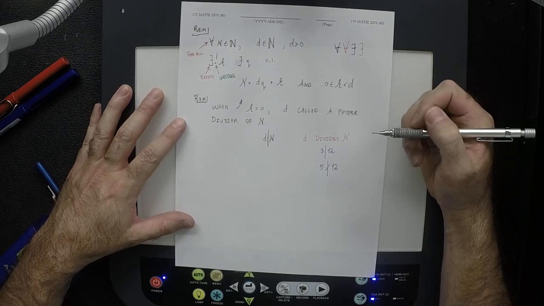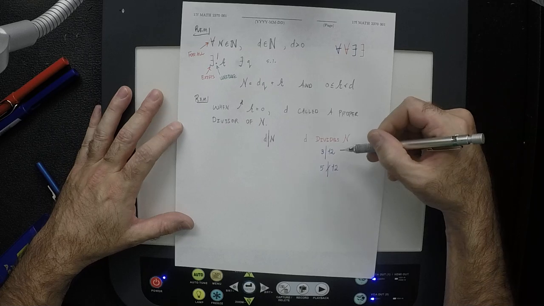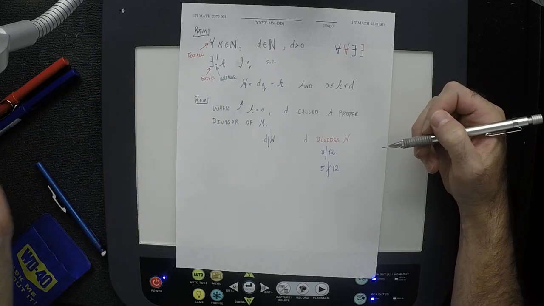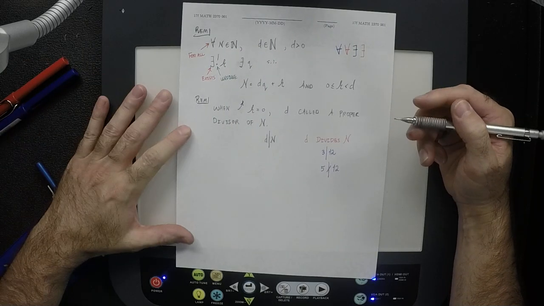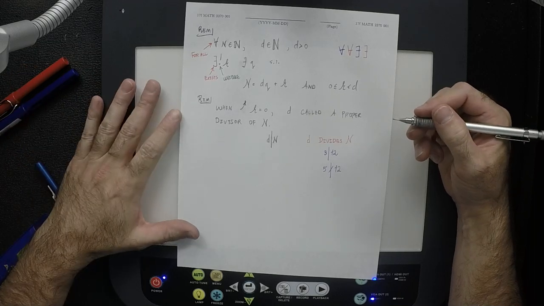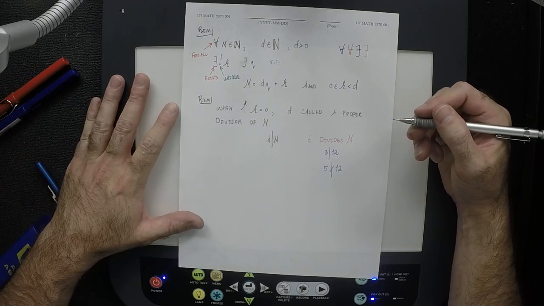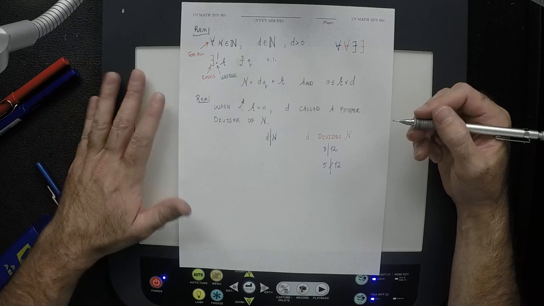Okay. So 3 is a divisor of 12. 5 is not a divisor of 12. In a number theory class, strictly speaking, you should call them proper divisors, but I'll probably slip and just refer to them as divisors.